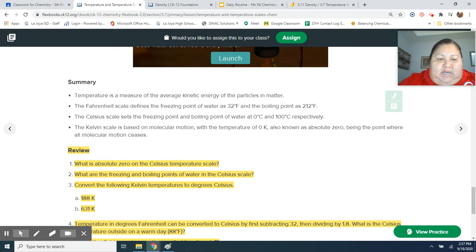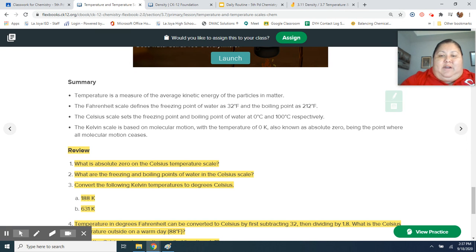Let's summarize our lecture. Temperature is a measure of the average kinetic energy of the particles in matter. The Fahrenheit scale defines the freezing point at 32 degrees Fahrenheit and boiling point at 212 degrees Fahrenheit. When it comes to the Celsius, water will freeze at 0 degrees Celsius and boil at 100 degrees Celsius. For Kelvin, the scale is based on molecular motion, with the temperature of 0 Kelvin also being known as absolute zero. This is the point where all molecular motion stops.